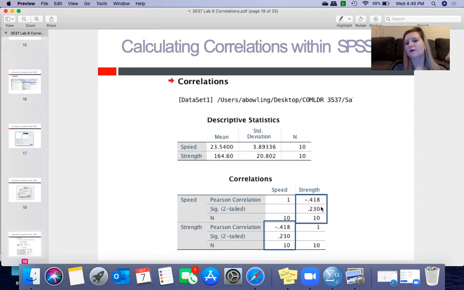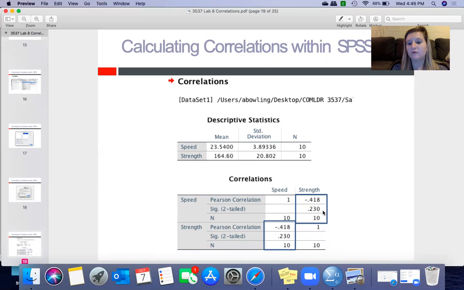So when we're reporting our correlations, we're going to talk about three pieces of information. First of all, is our correlation significant? So we'll compare that to our alpha, our 0.05. If our significance is greater than our alpha of 0.05, we can say that our correlation is not significant. In this case, 0.230 is greater than 0.05, our alpha, so this correlation would not be significant. That's the first piece of information you want to pull out.